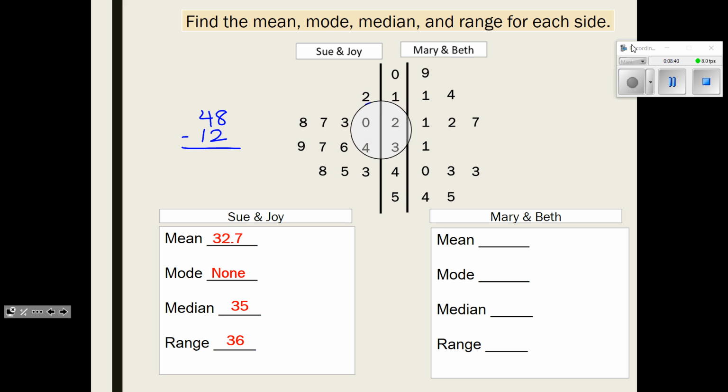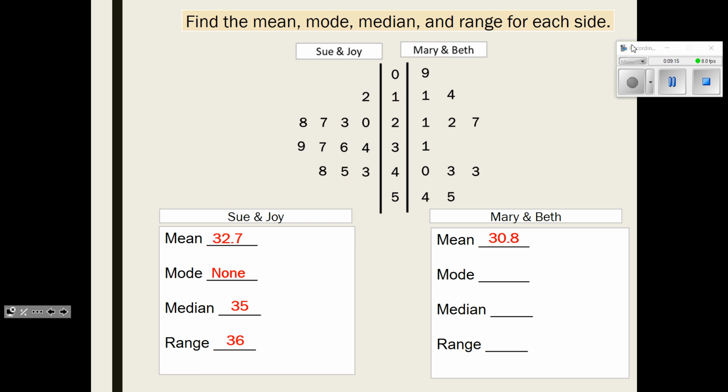Now we're going to do the same thing for Mary and Beth. Mean is the average, so again, there should be 12 numbers. 1, 2, 3, 4, 5, 6, 7, 8, 9, 10, 11, 12. 12 leaves, so there's 12 numbers. You're going to add those numbers together and divide by 12. So you would go 9 plus 11 plus 14 plus 21 plus 22 plus 27, 31, 40, 43, 43, 54, and 55. Add them together, divide by 12. When you do that, you would find that the average is 30 and 8/10.